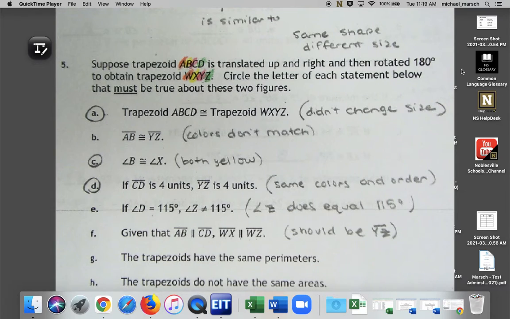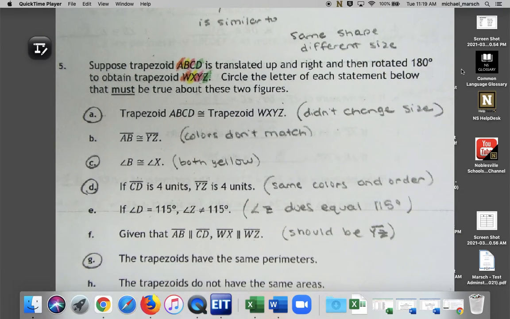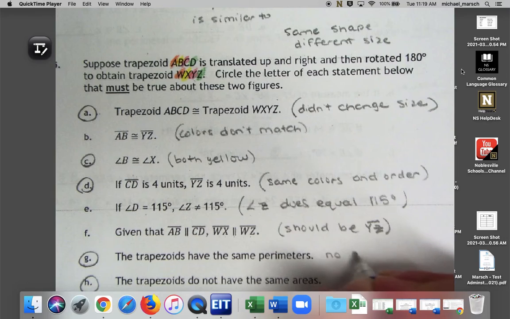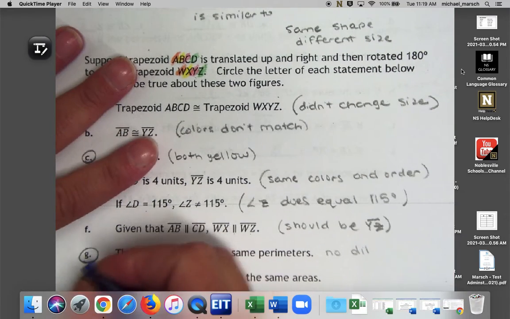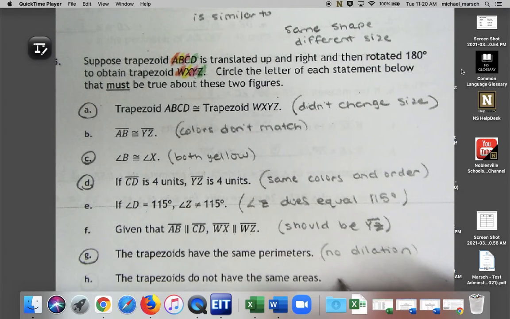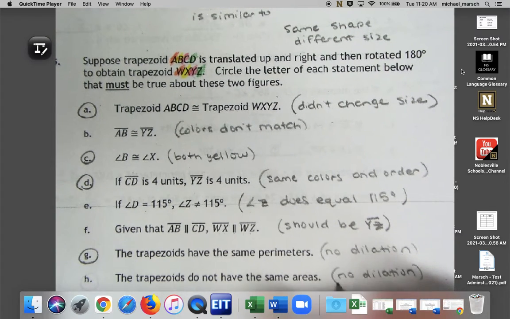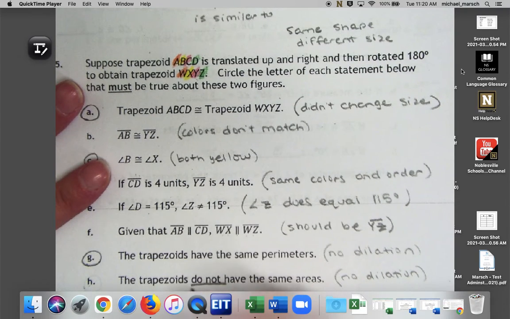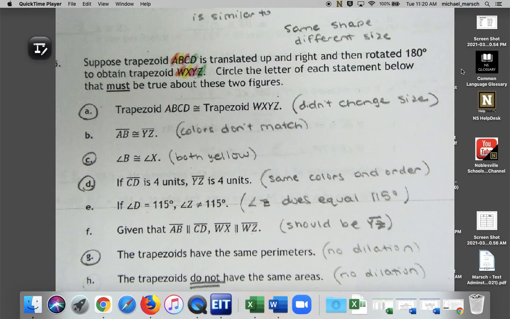Do the trapezoids have the same perimeters? They sure do. We didn't change the size. Do they have the same areas? Absolutely. No, it says do not. Thank you. So that would be a false. Did not. No dilation. And then no dilation. Double underline the word do not so you don't make the same mistake I did.